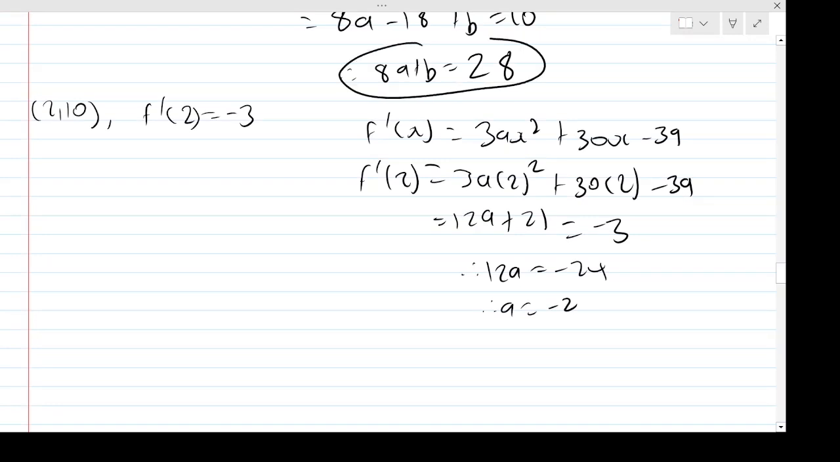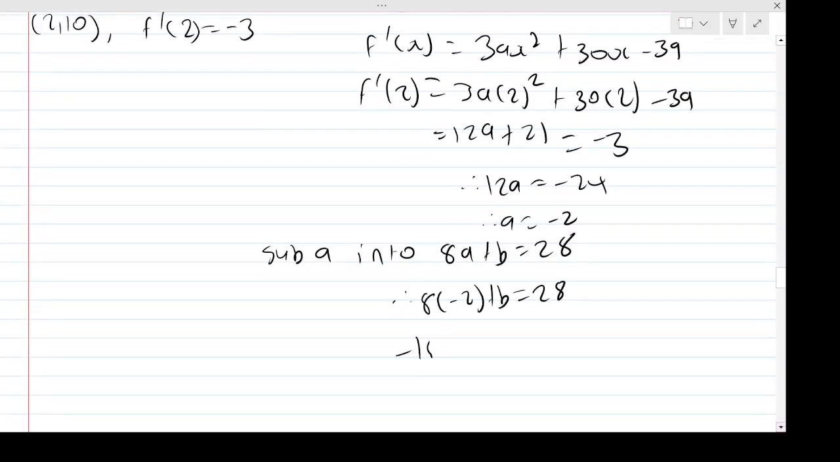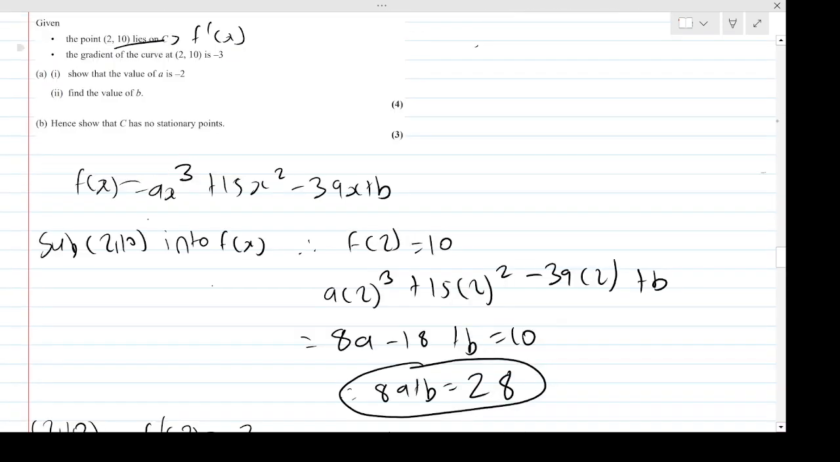I can then sub that into here. So sub a into 8a add b is 28 to get b. So therefore 8 lots of -2 add b is 28. So therefore b, well, if I simplify it, 8 times -2 is -16. Add b is 28. So b, if I add 16, so 28 add 16 is 44. So therefore, that's my a and my b value. Cool. That's part A done. Find the value of a and b.